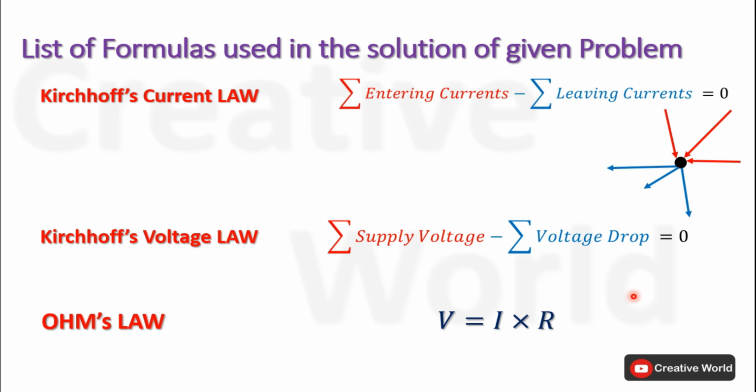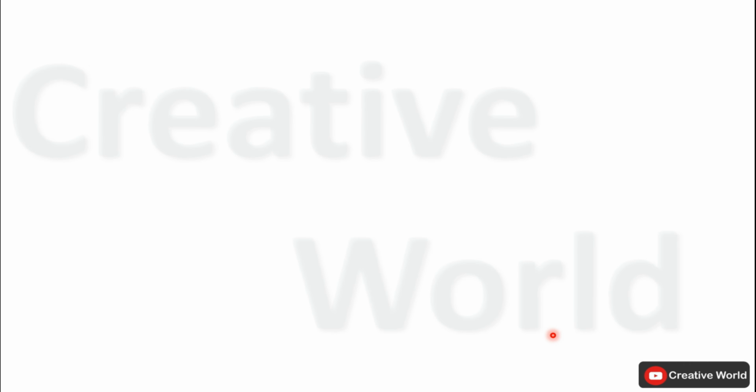According to this law, voltage across any resistance R is always equal to the product of current through it and the value of resistance itself. Now move towards the problem.